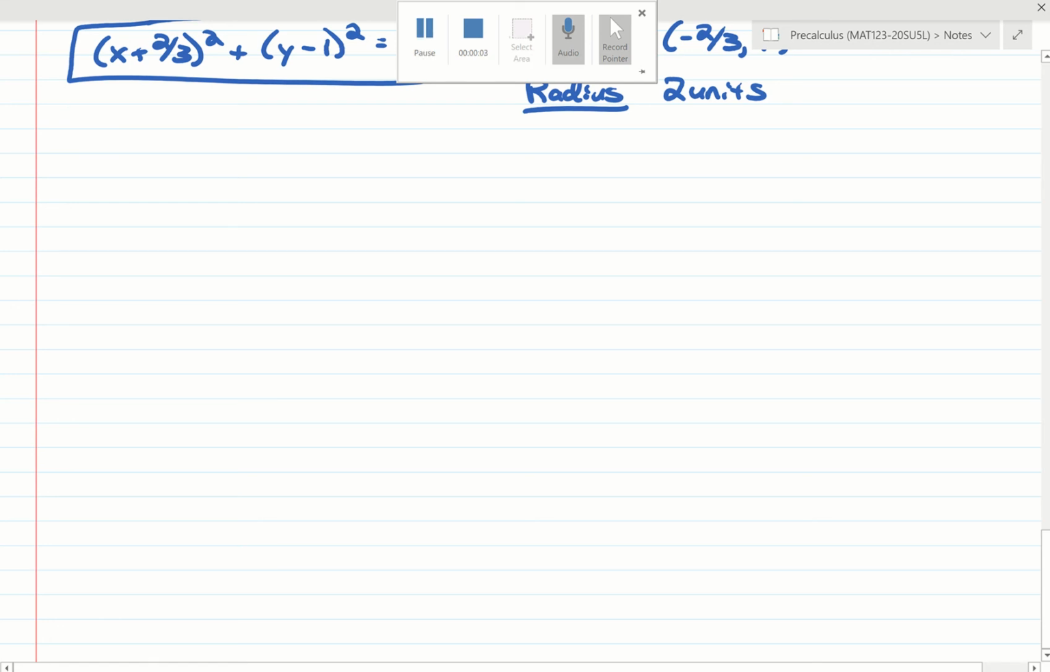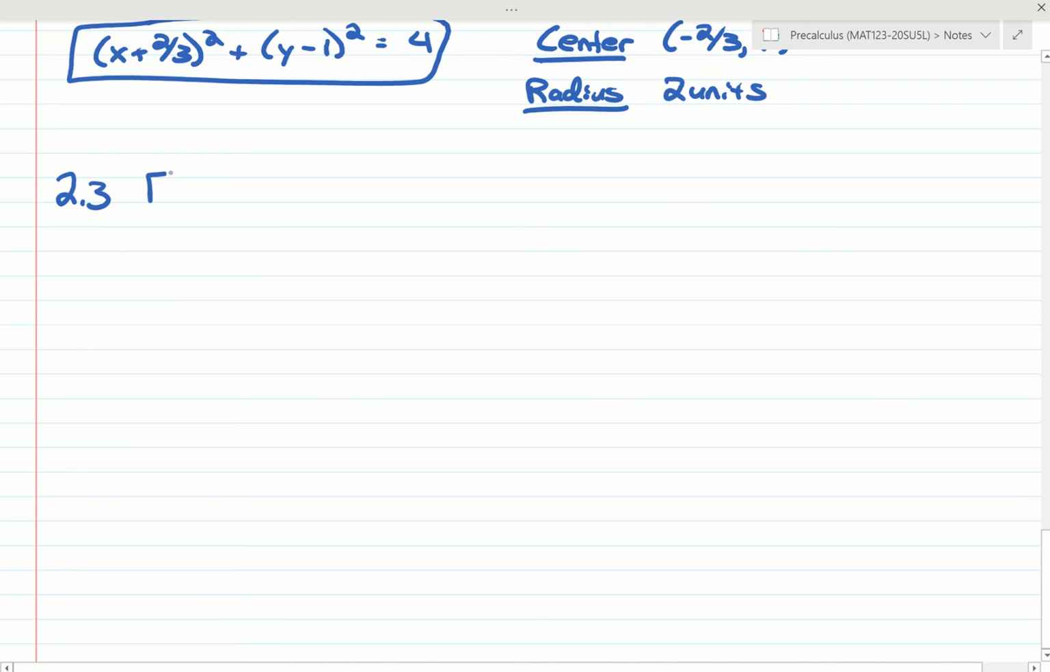In section 2.3, we're going to be learning about functions. Now, in order to talk about functions, first thing we have to do is talk about a relation.